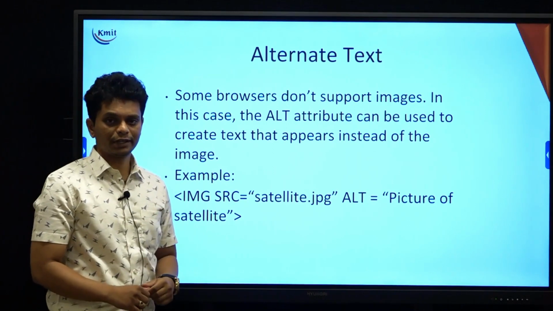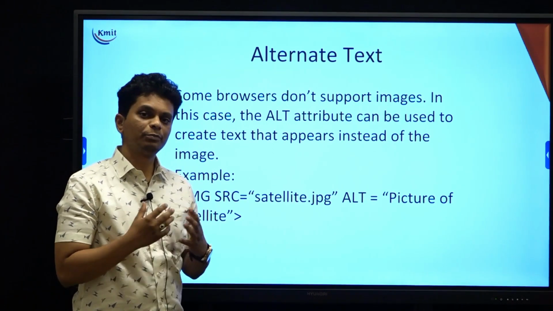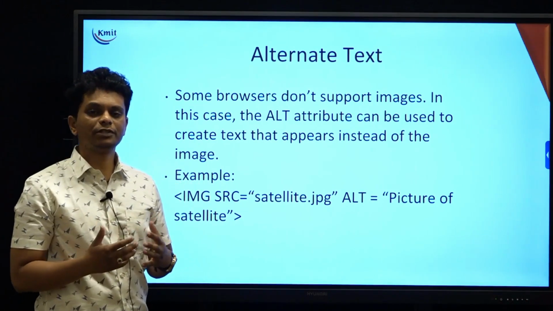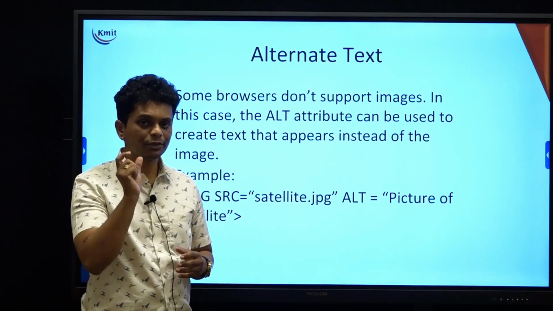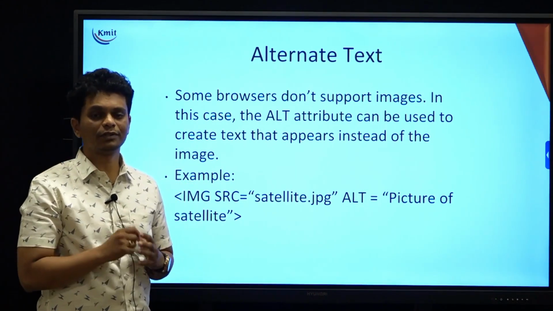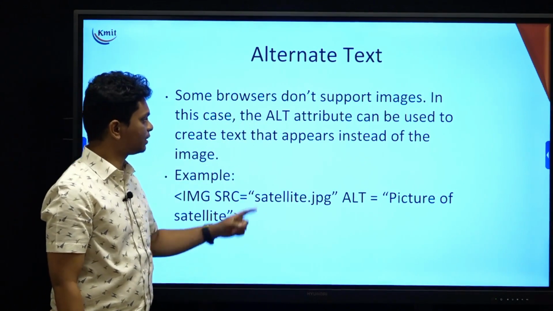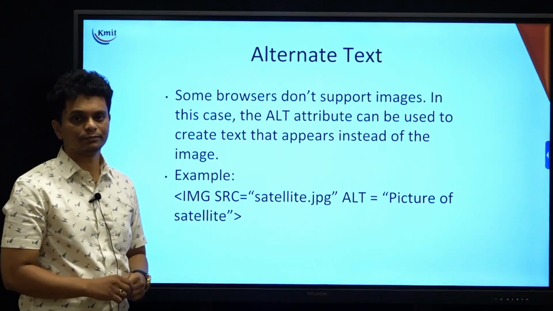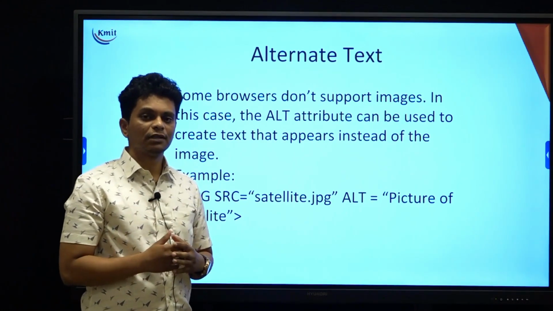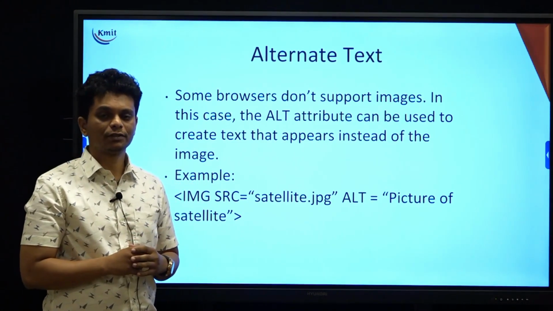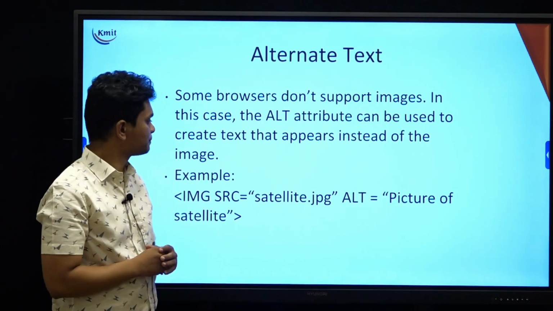Then alternate text. There comes a situation where the website does not support the image that we have uploaded. In that case, there has to be some description about the image that can be given using the alternate text, that is the alt attribute. The alt attribute tells the description of the image when the image fails to show up.